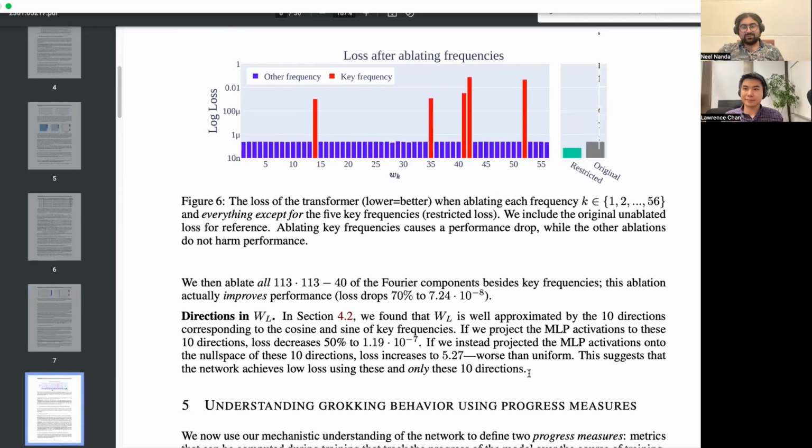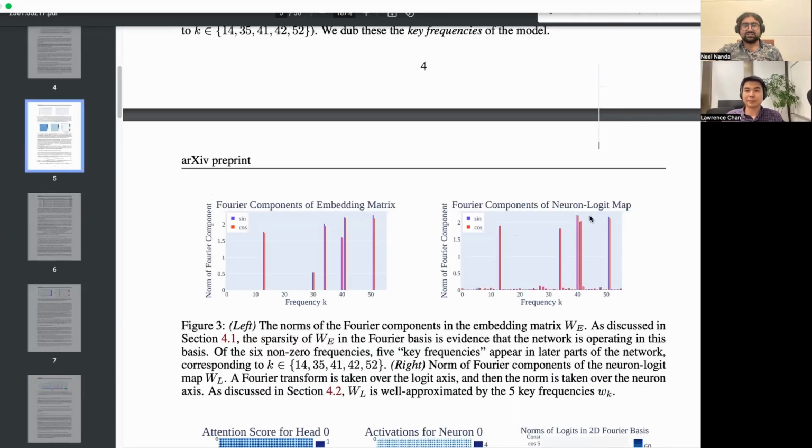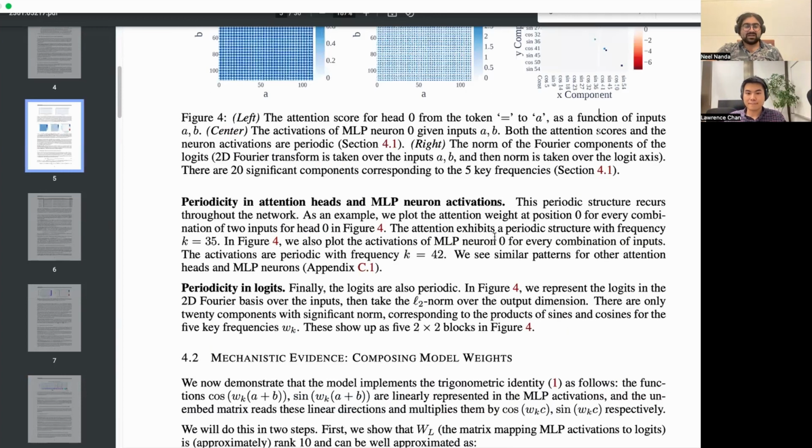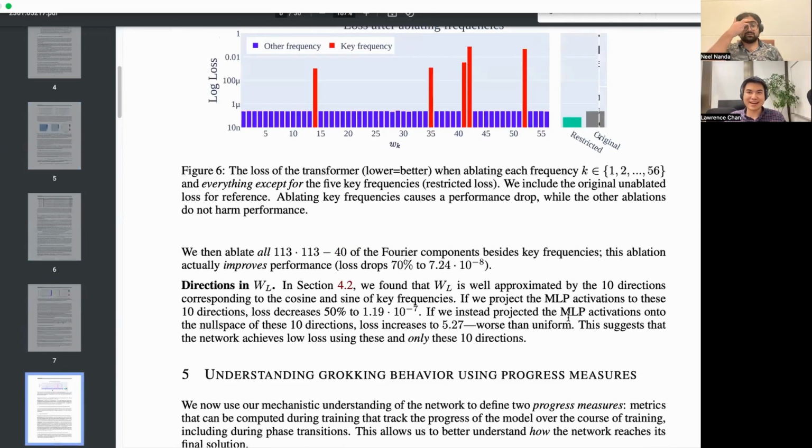And finally, we claim the neuron logit map is well approximated by these 10 directions. And we just ablate everything that isn't in those. And does performance go up? It goes up. Loss decreases by half. And then if you project it onto the null space of the 10 directions, loss is worse than uniform, which is great. Zero ablations for the win. Yeah, zero ablation just meaning set the stuff that doesn't matter to 0.